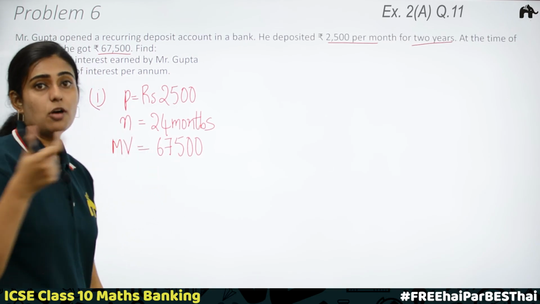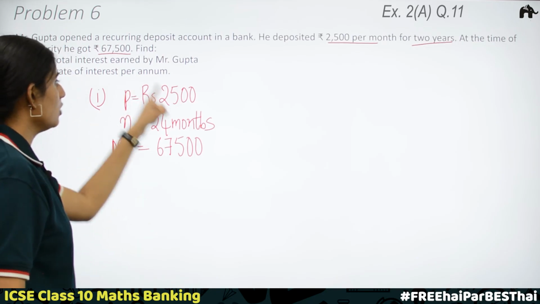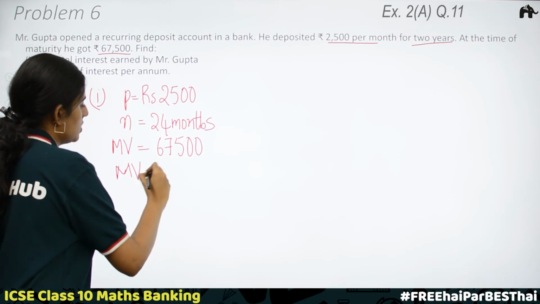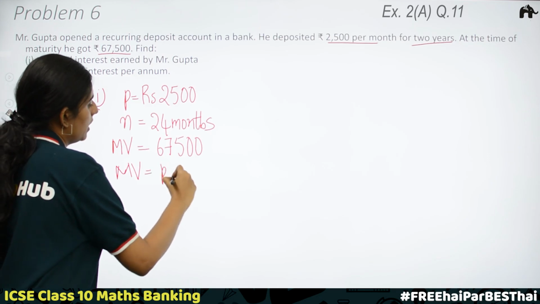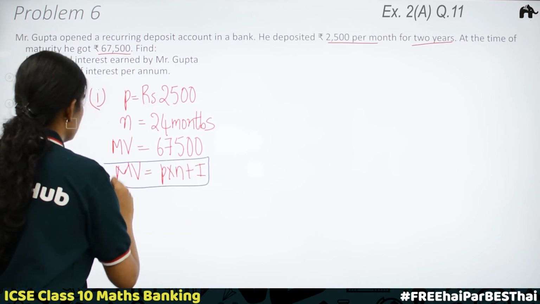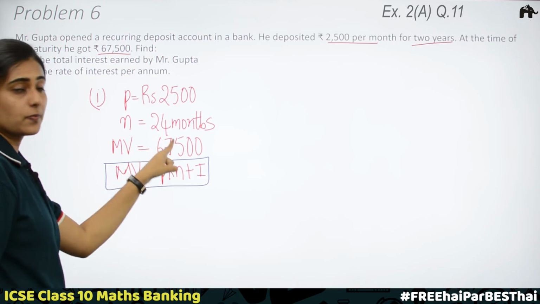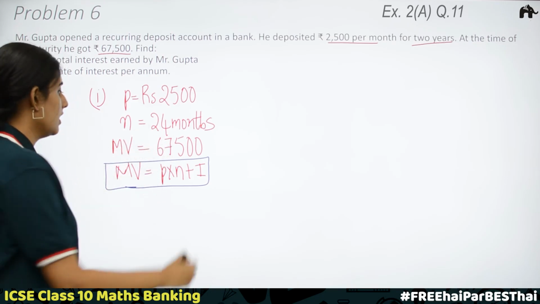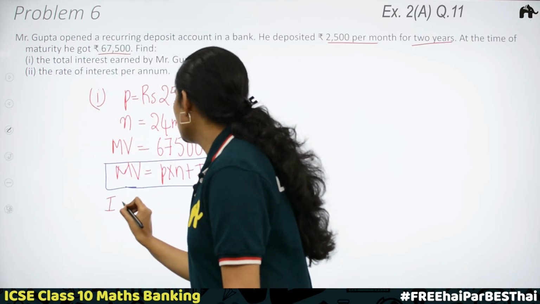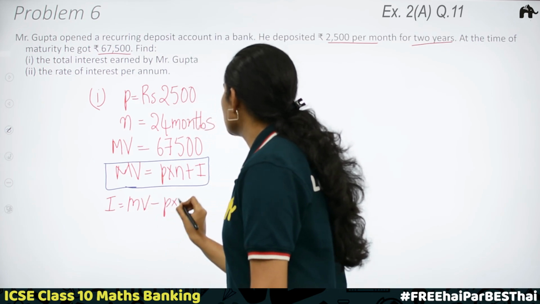Now the first question is to find interest. When you use the direct formula to find interest, you will get interest in terms of R. Here the value of R is not given. So we have maturity value is equal to P into n plus I. In this equation, the P value, n value and the maturity value are given, so easily we can find the value of I. I is equal to maturity value minus P into n.